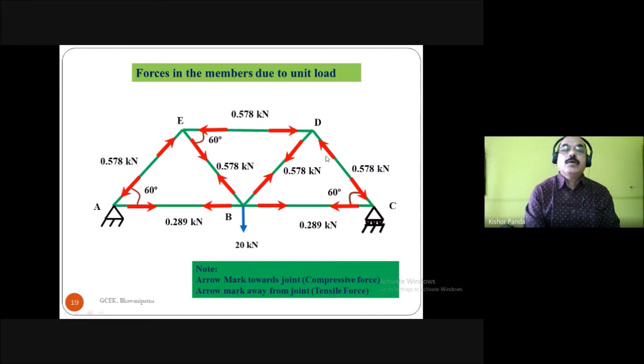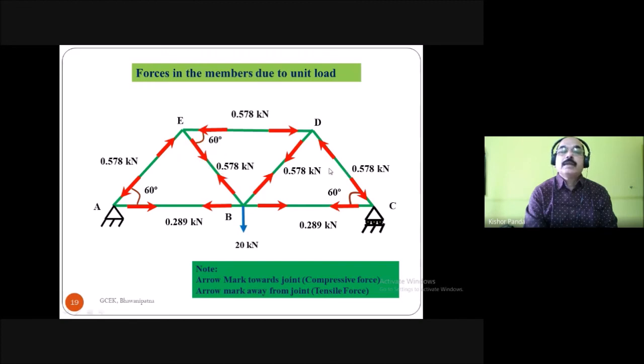Then just write all the forces in the members due to unit load. Write the forces in all the members of the truss. Here you got compressive force for the AE member, 0.578 kilonewton, and for the AB member you got tensile force, 0.289 kilonewton, with the arrow mark away from the joint. And for the ED member you got compressive force 0.578 kilonewton, and for the EB member you got tensile force, with the arrow mark away from the joint, 0.578 kilonewton.